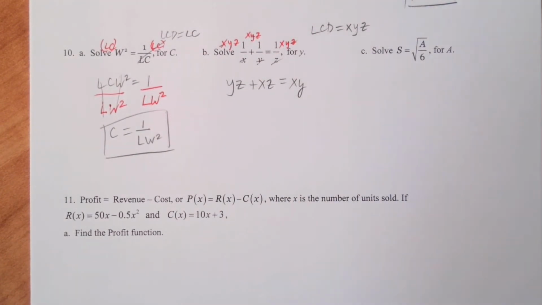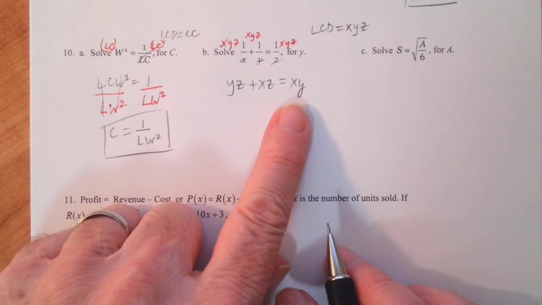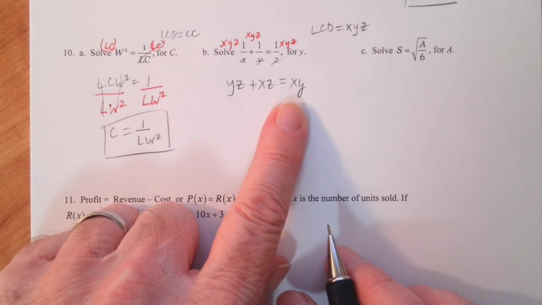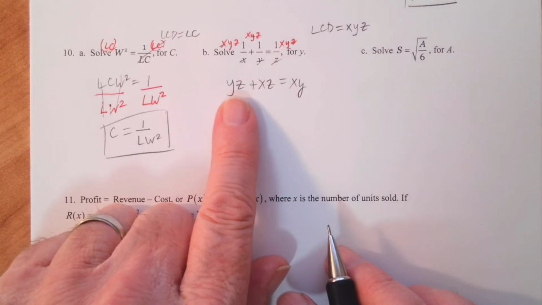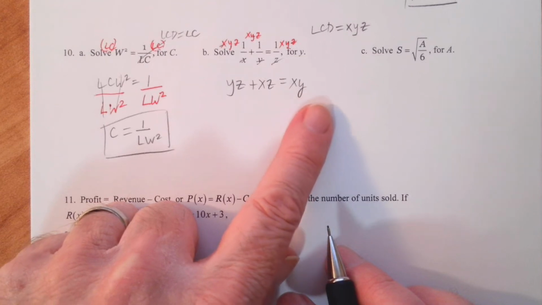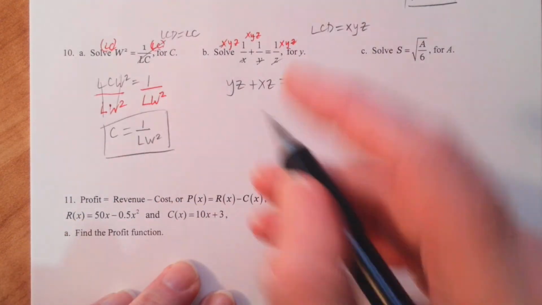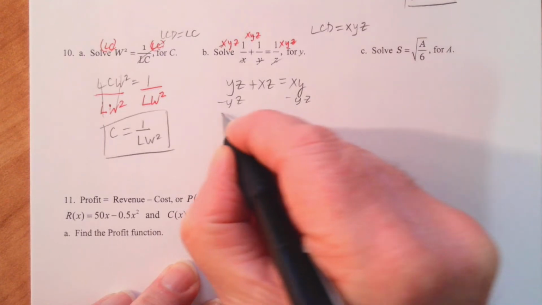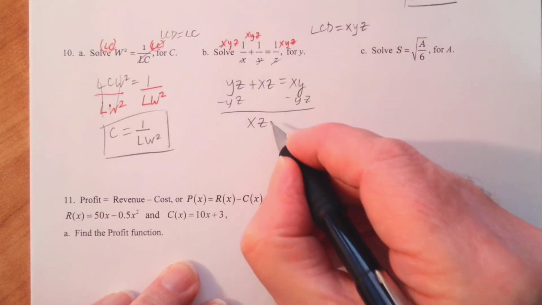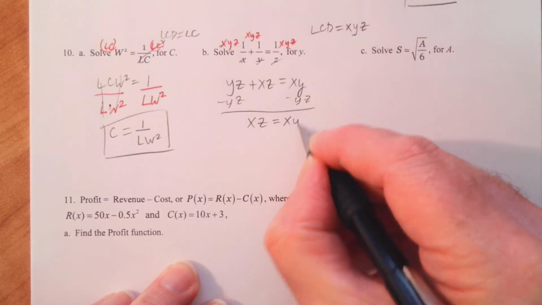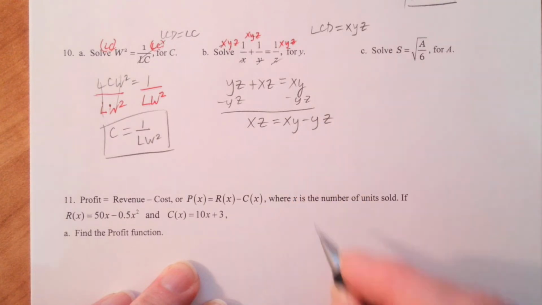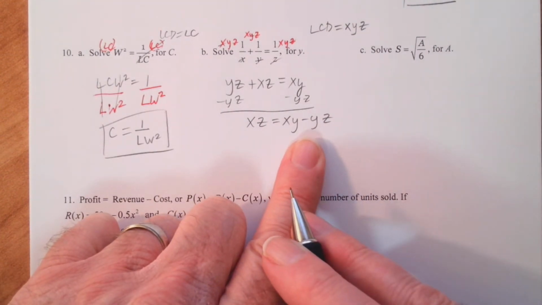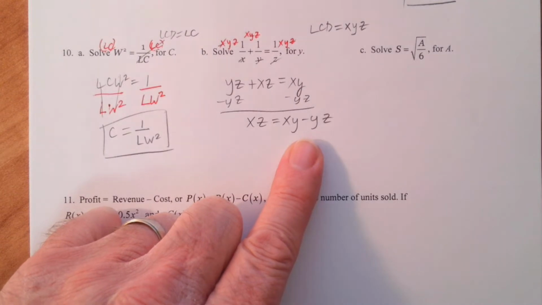Now if I'm trying to solve for y here, notice I have y on both sides, and so I need them on the same side. I'm going to get rid of the yz here, or basically move it to the other side, by subtracting yz on both sides. So xz equals xy minus yz. So now that y is on the same side, I can get y by itself.